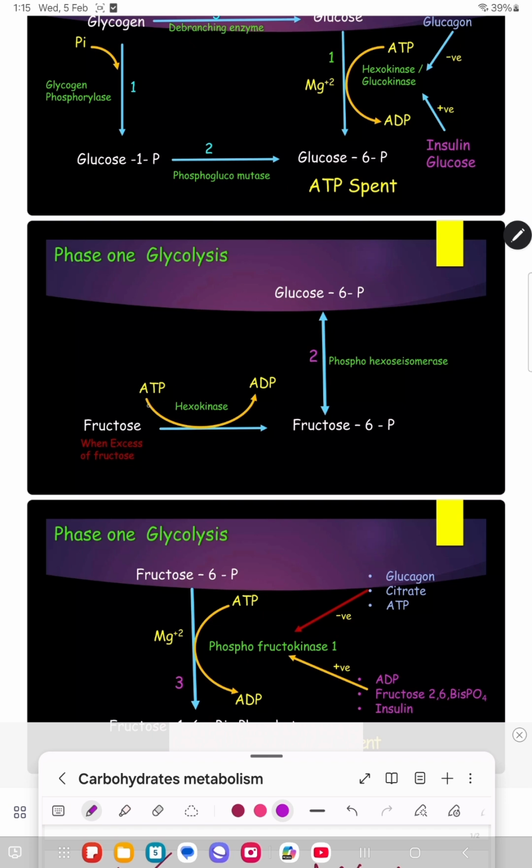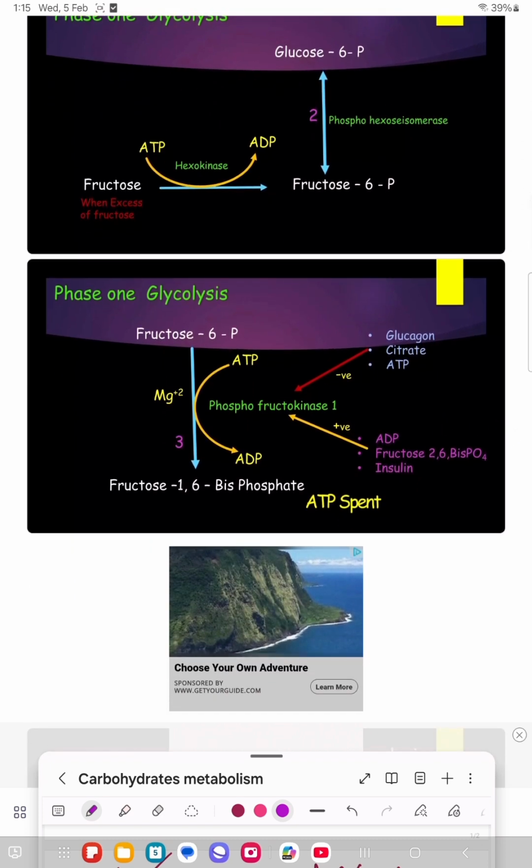Okay, ATP to ADP. So here you can see glucokinase and hexokinase. Glucokinase's role will be in the liver, and in other cells the role will be of hexokinase. Understood? So the next step is fructose 6-phosphate.